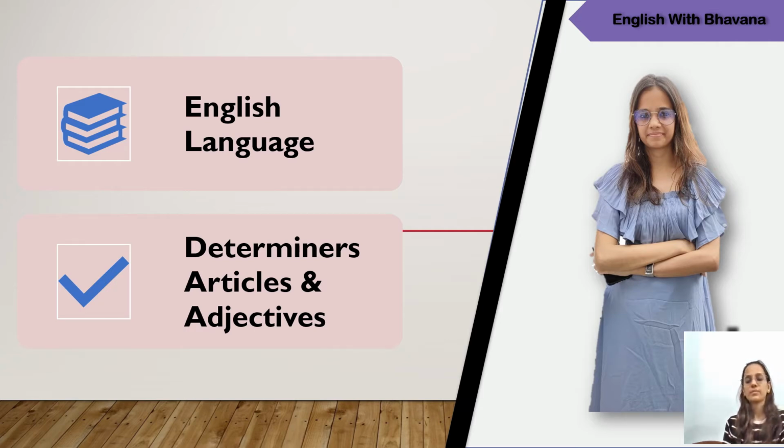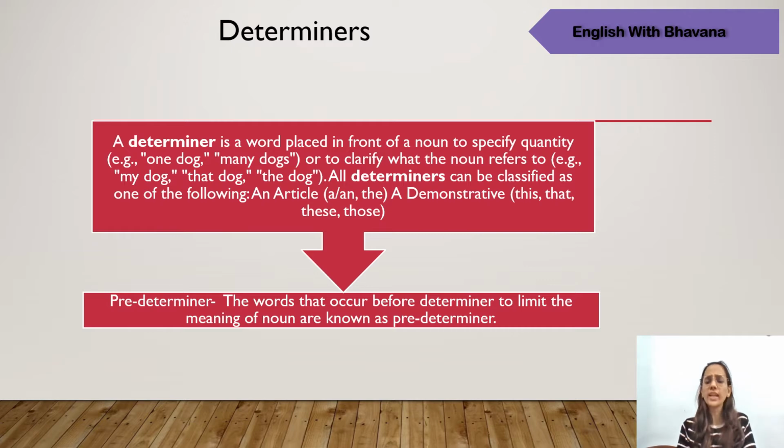Now, what are determiners? A determiner is a word placed in front of a noun to specify quantity. What do you have to specify? You have to specify a quantity. See over here, the quantity is there. Example, one dog, many dogs. Or to clarify what the noun refers to. Example, my dog, that dog, the dog.